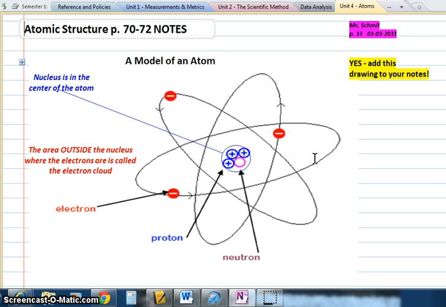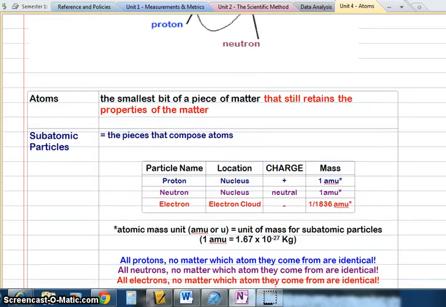You do need to know about the areas of the atom. In the middle of the atom is what we call the nucleus. That is where all of the mass of the atom is located. The area outside the nucleus is what we call the electron cloud, and that's where the electrons hang out and fly around really fast. We'll learn more about each of those particles coming up. I know you guys have seen this before.